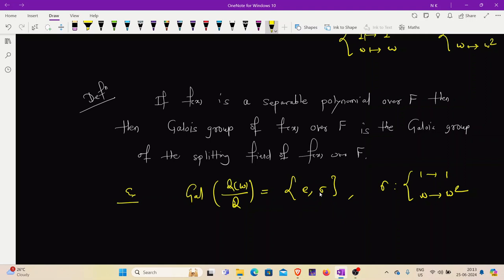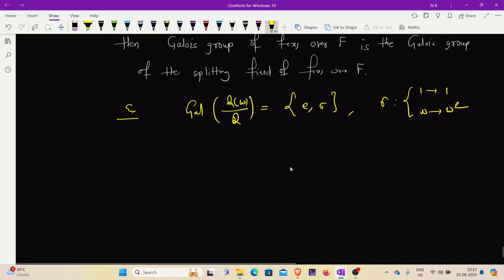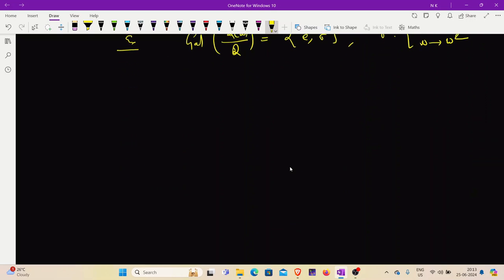So that's why this is the Galois group of Q(omega) over Q, which is actually nothing but the Galois group of the splitting field of that polynomial over Q. That is just an example. Okay, so this is the definition of the Galois group of a polynomial. Now I will move to some examples to elaborate the idea of Galois extension in more detail.